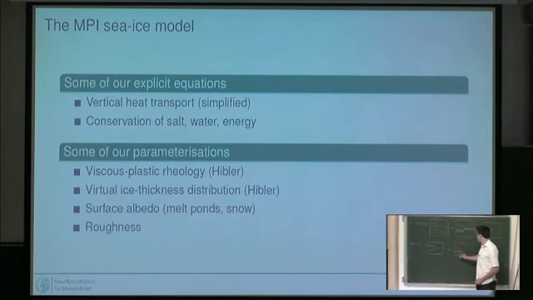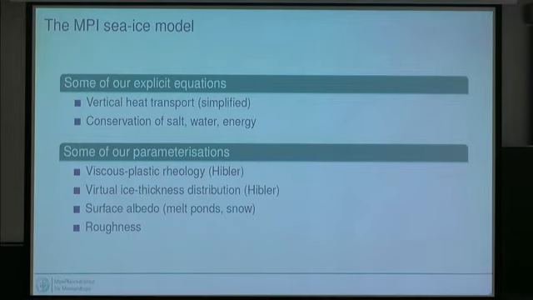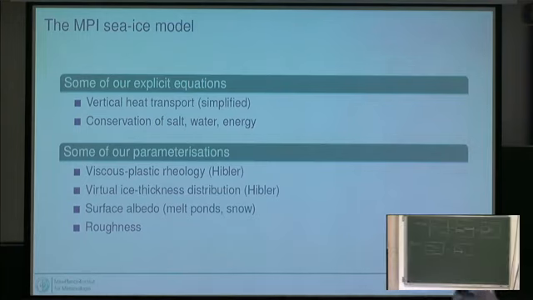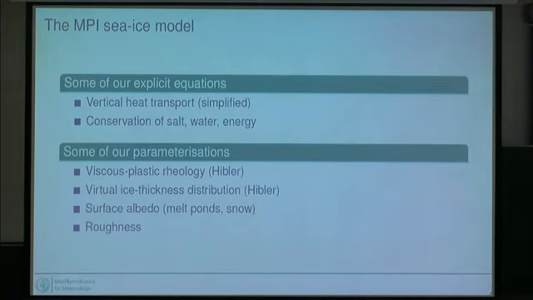And that's our second tuning parameter, that we can change the slope of the functional shape of this ratio between how much the melting works on the concentration and how much it works on the thickness. And so this is our virtual ice thickness distribution, which basically also follows the parameterization by Hibler. Then we parameterize our surface albedo with a simple melt pond scheme, with having some snow on top there, and we also parameterize our roughness.